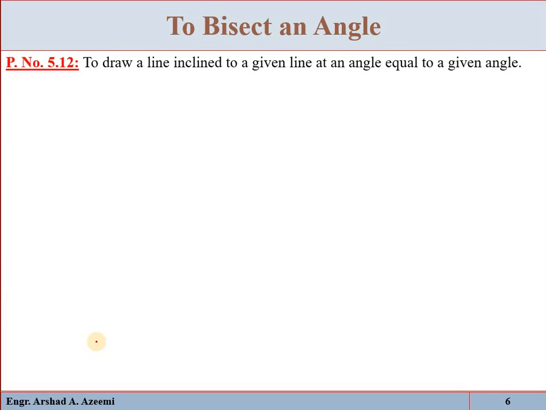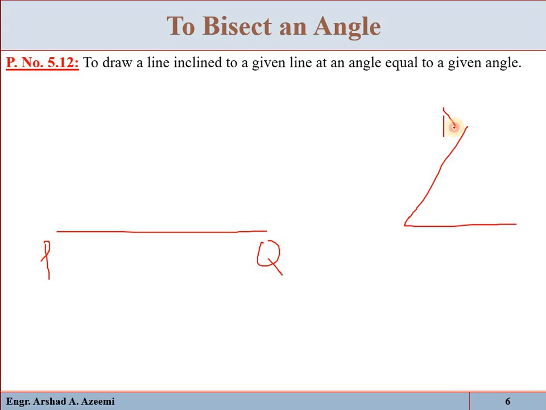Now, to draw a line inclined to a given line at an angle equal to a given angle. Suppose a line PQ is given. Now we have to draw a line here at an angle equal to ABC. Suppose this angle ABC is given, and line PQ is given. Now here we have to draw a line at an angle equal to angle ABC.